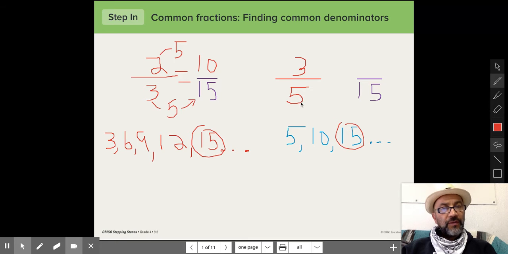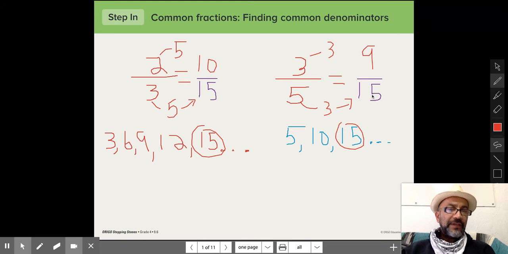Now, let's go to this one. 5 times 3 is 15. Now, whatever you do to the bottom, you do to the top. 3 times 3 is 9. These two fractions are the same. Now, clearly, we can see that 10/15 is bigger than 9/15. This is going to help you in 5th and 6th grade when you start adding and subtracting fractions.